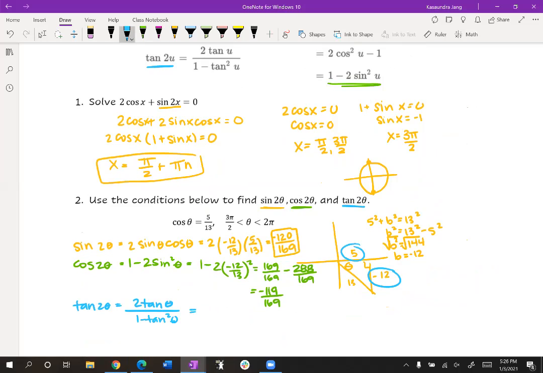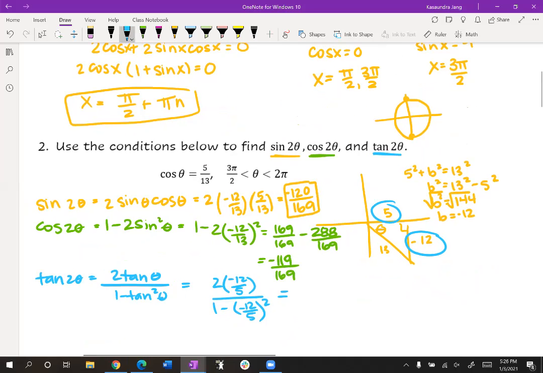So we haven't used the tangent yet, but we still can get it off of that triangle. I would have 2 times my tangent, negative 12 over 5, over 1 minus the same tangent, negative 12 over 5, squared. It's a little messy. You've got fraction over fraction.